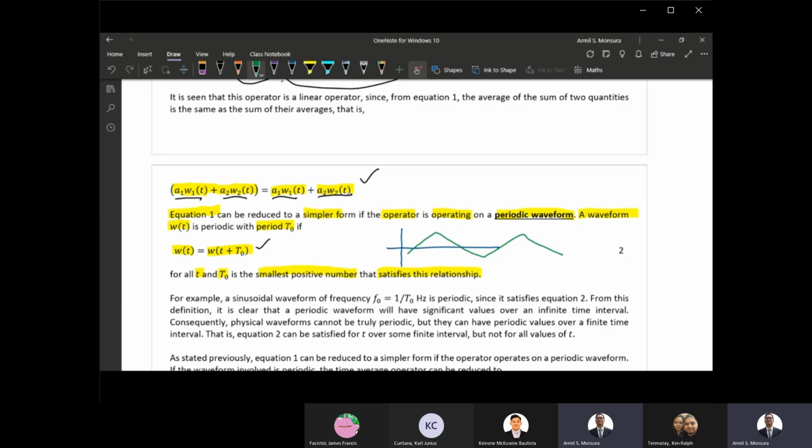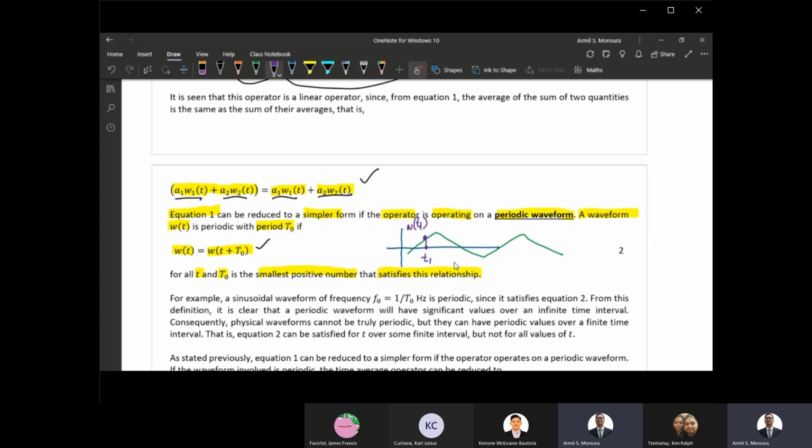Okay. So, say for example, we get a time here, say t1. The value of your waveform at t1 is w of t1. It's the value of your waveform at time t1. So that's w of t1 here.